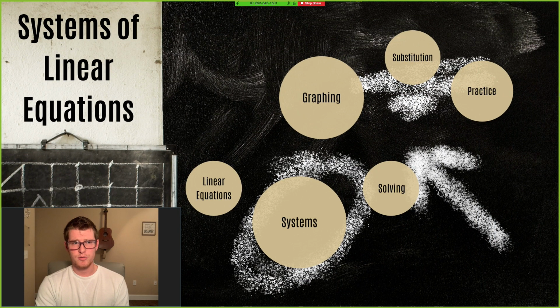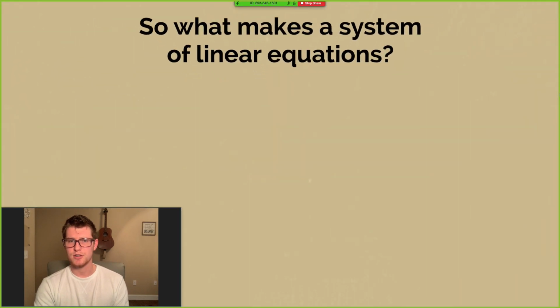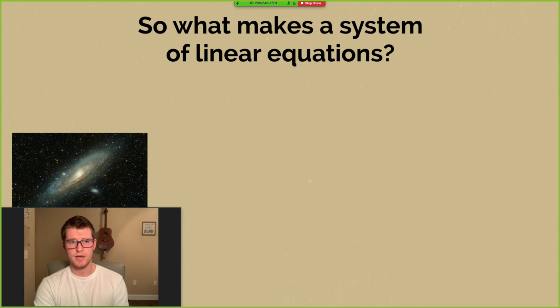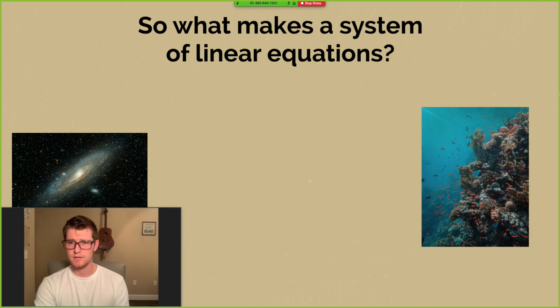So we aren't just talking about linear equations, we're talking about systems of linear equations. So what would a system of linear equations look like? Well, much like a solar system is a group of stars and planets, an ecosystem is a group of plants and animals, a system of linear equations would be a group of linear equations.